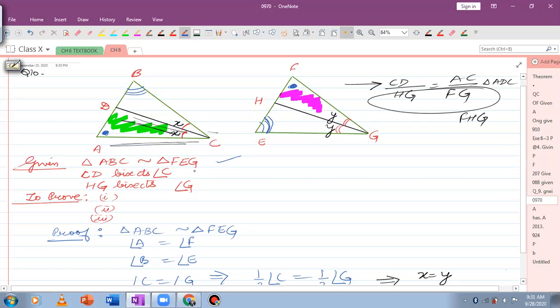Angle A is equal to angle F. That's correct. Angle D is equal to angle H? No, angle D is not equal to angle H. x is equal to y. Yes, x equals y.